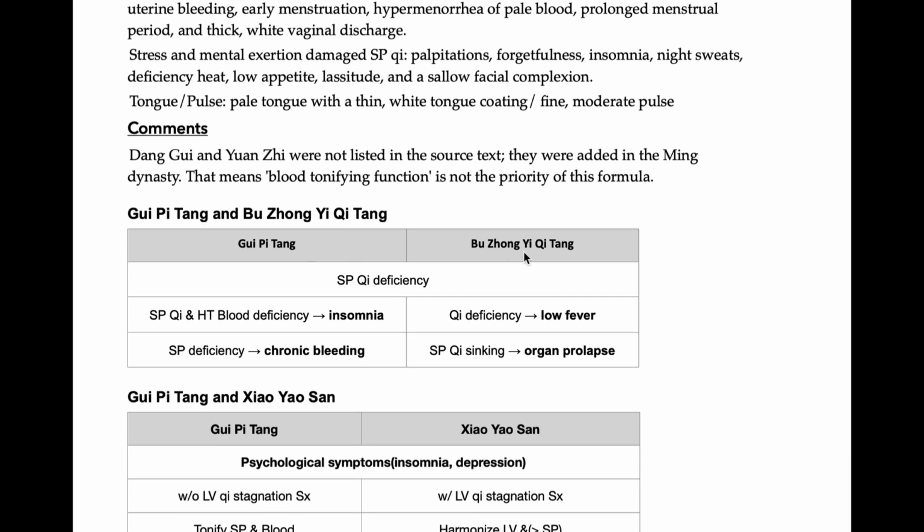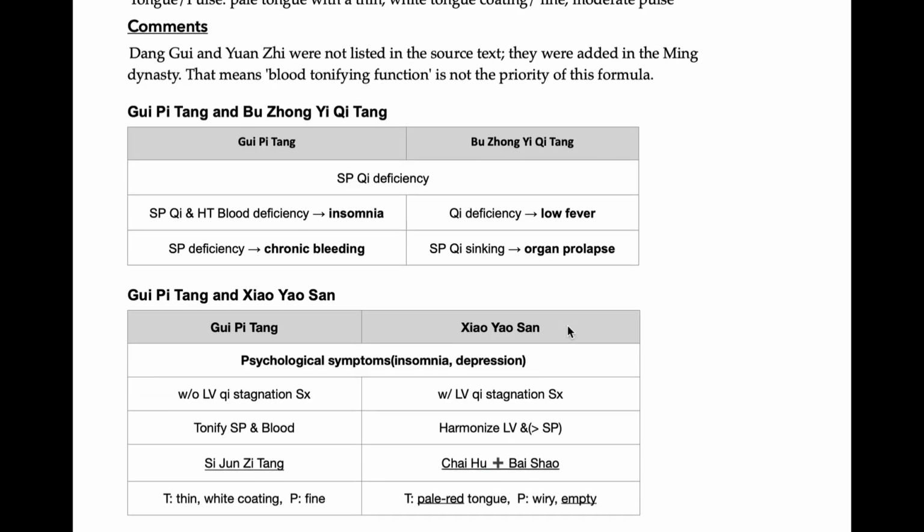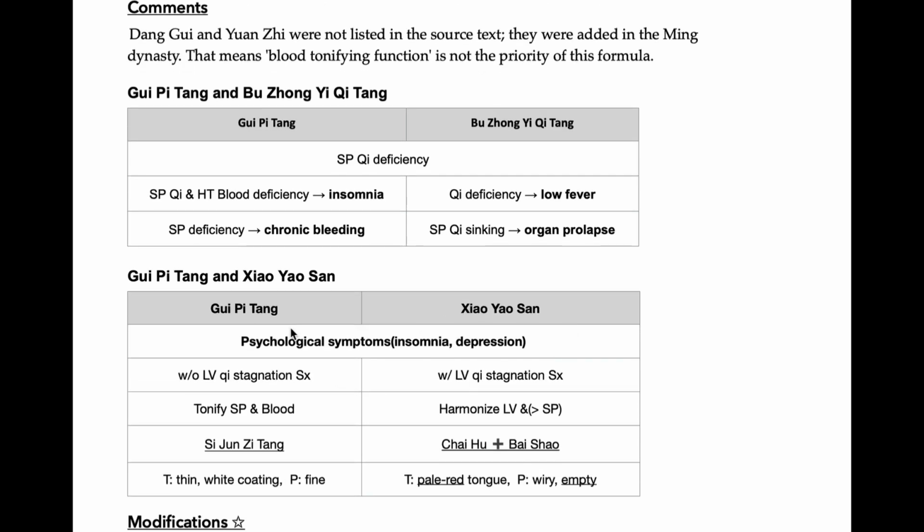And compared to 부정이치탕, 구이피탕 is bleeding and insomnia. 부정이치탕, low fever, qi deficiency fever, and organ prolapse. Those are the keywords. And compared to 샤오야오산, 구이피탕 does not have wiry pulse and stress, the liver qi stagnation signs. That is the difference.